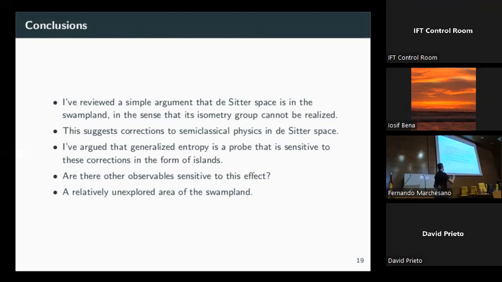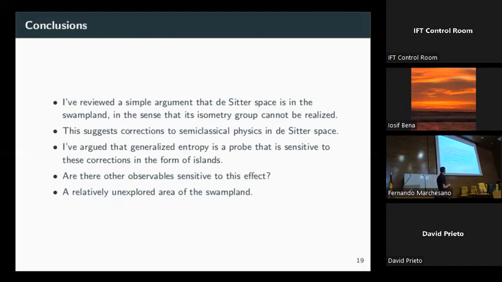So this suggests certain corrections that are present when you think about semi-classical physics in de Sitter space. And I showed you one particular example where this happens really concretely, which is when you're computing the entropy of a region in de Sitter space. So what it means is that this generalized entropy is an observable of a system that is really sensitive to these types of corrections that appear in de Sitter space.